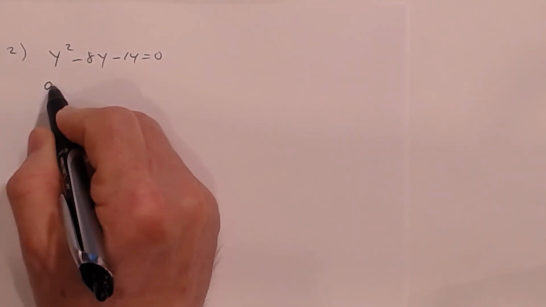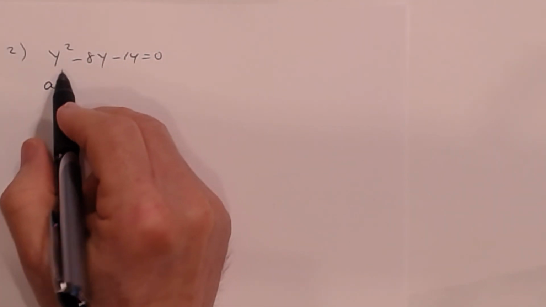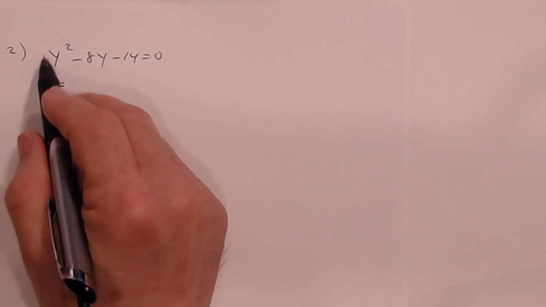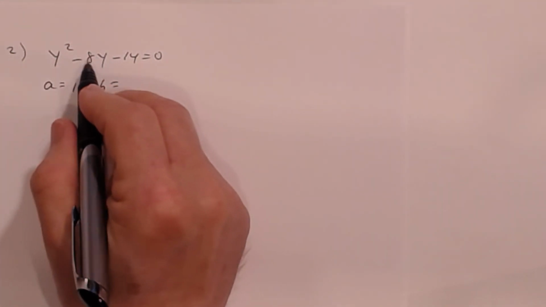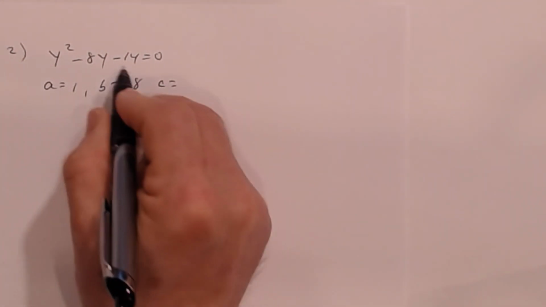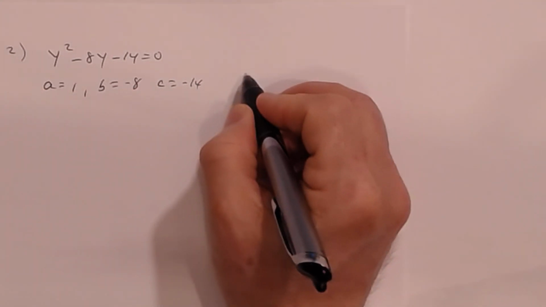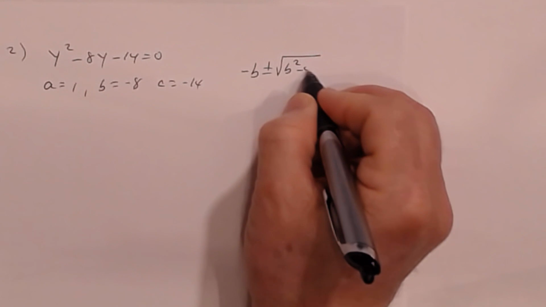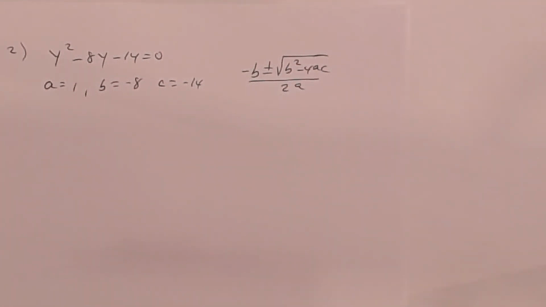So it helps to determine A, B, and C and actually write it out. So some students will write this out. A is the coefficient of y squared, the coefficient of the second degree term, which is 1. B is the coefficient of your first degree term, which is negative 8. And C is your constant, which is negative 14. And so remember, your formula is the opposite of B, plus and minus the square root of B squared, minus 4AC, all divided by 2A.